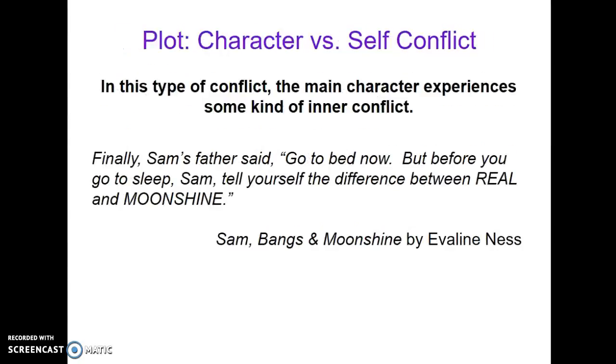And lastly, you have character versus self conflict. In this type of conflict, the main character experiences some kind of inner conflict. So usually you can tell the character's having a conflict if they're sad or restless or down. Something like that shows there's something going on inside of them, and their conflict is within themselves. They have to handle something themselves. But that is all that we have for plot and conflict, and a little bit more about story elements. We can talk about the rest of those at another time.